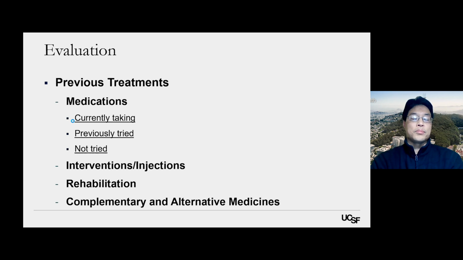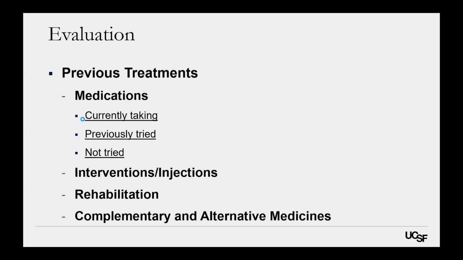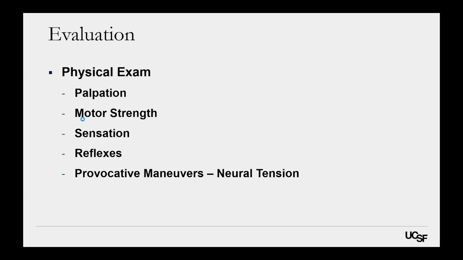To help us come up with a better plan for management of low back pain, we'll often review medications: what's been tried in the past, what folks are taking currently, what's worked, and what side effects folks have experienced that don't make particular medications good choices to repeat. If folks have done prior interventions or injections, how much physical therapy they have tried, and exploration of complementary or alternative medicines.